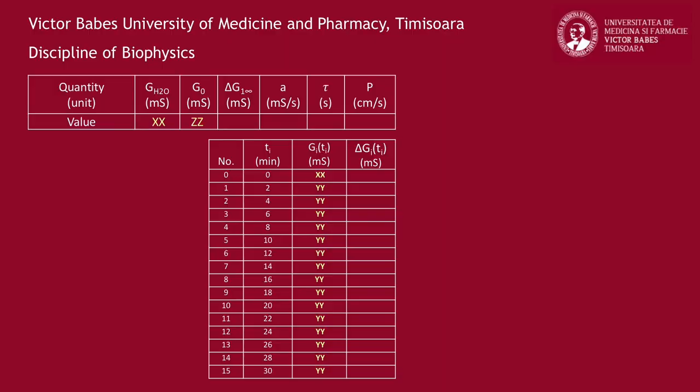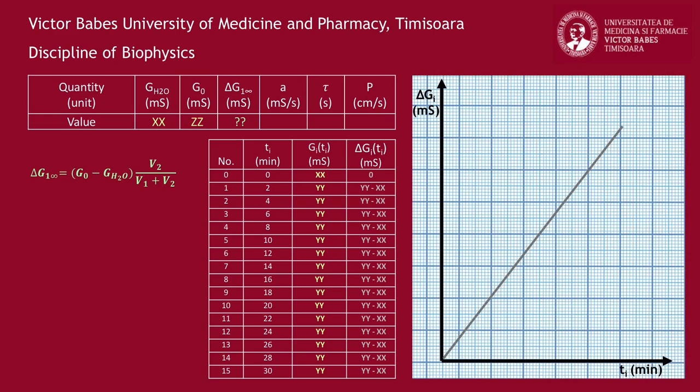Calculate the equilibrium conductance using the given formula. Calculate the variation of electrical conductance in respect to the value recorded at the time zero. Represent graphically this variation as a function of time. Parameter A is the slope of the plot. Using it, calculate the value of parameter tau, which is the theoretical time required for the concentration to be equalized in the two containers.